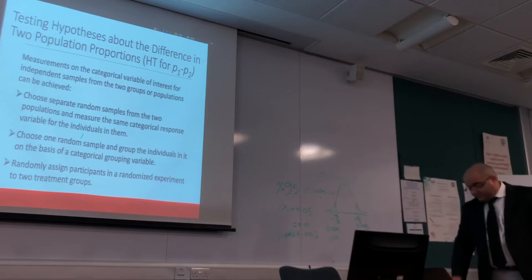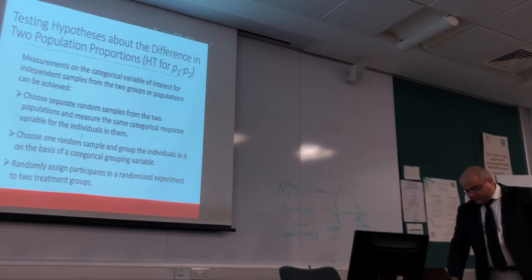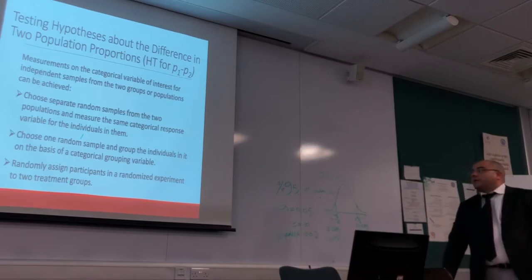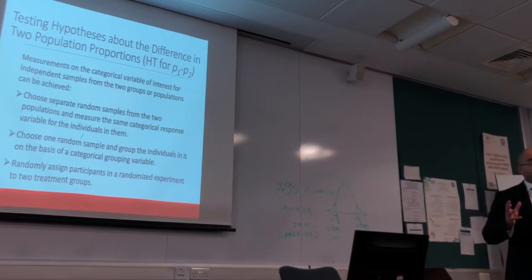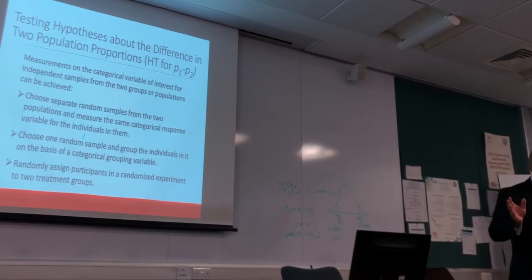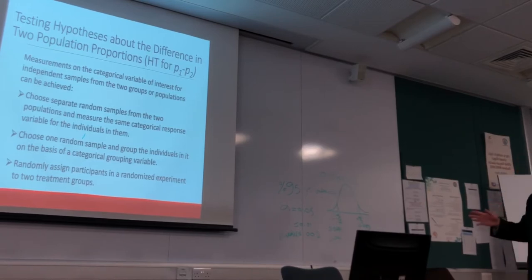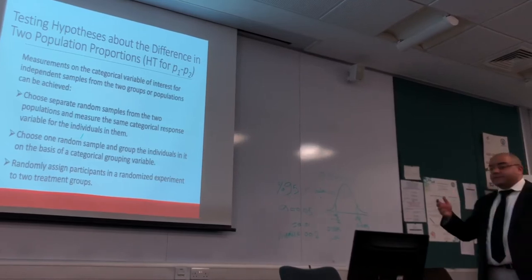The Big Five example, testing. And here we have: choose appropriate two random samples. Of course, here we must have the two population proportions, but the two populations are independent. Okay. Random sample, and so on. Choose one random sample group on the basis of the categorical grouping variable. Randomly assign participants to a randomized experiment.